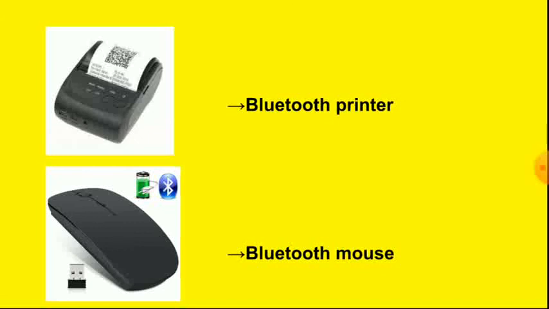First one is Bluetooth printer. Second is the Bluetooth mouse. These are some of the examples of Bluetooth devices.